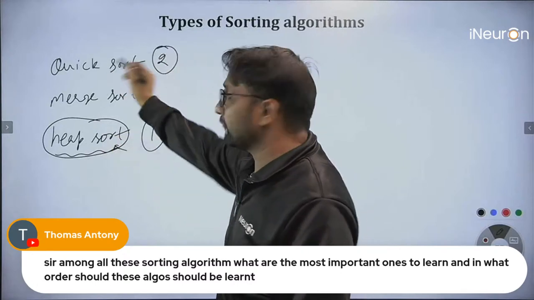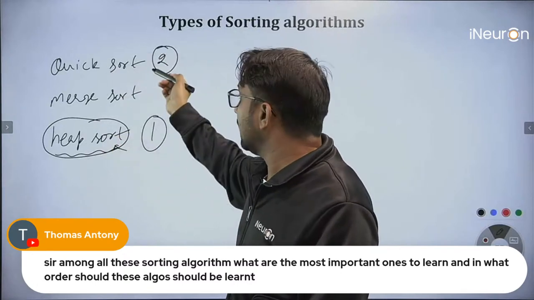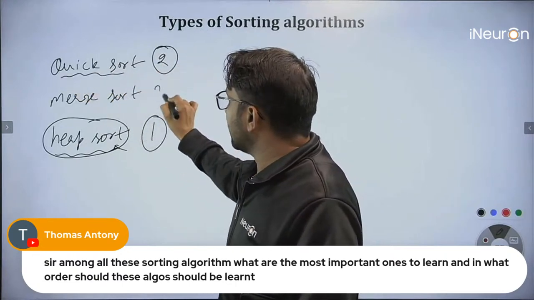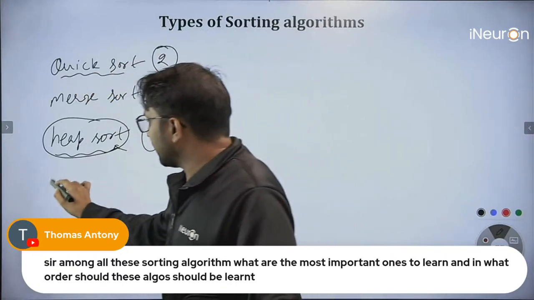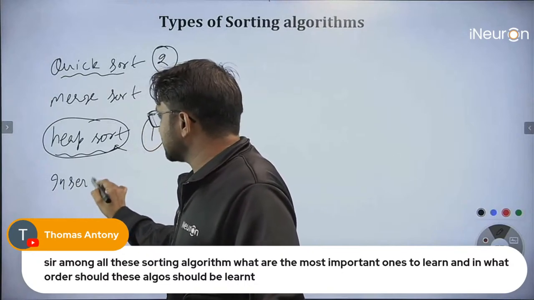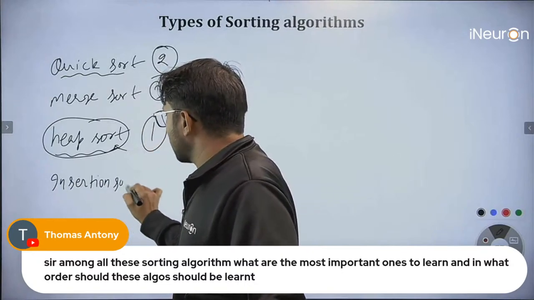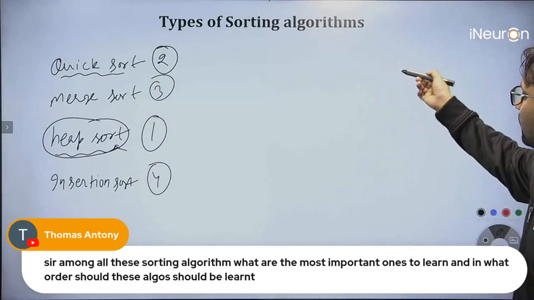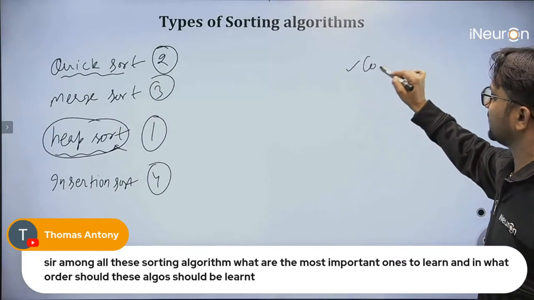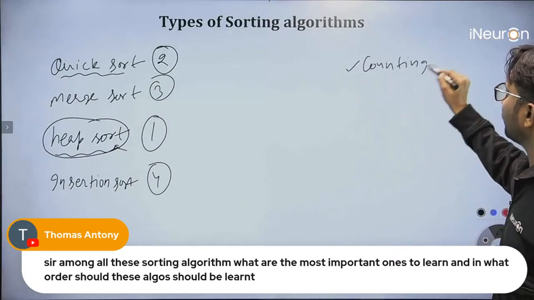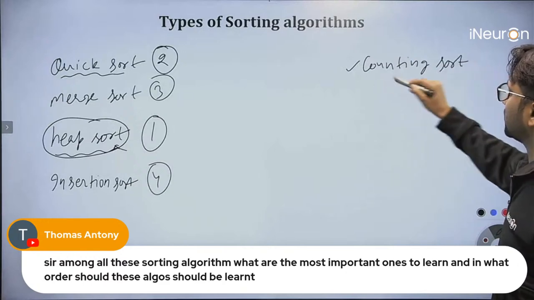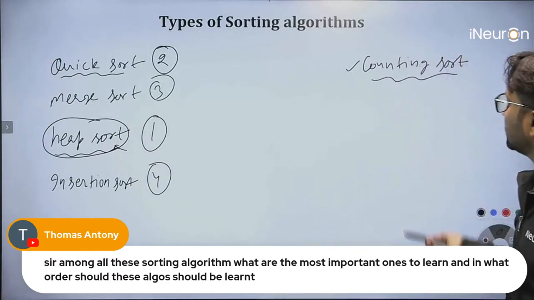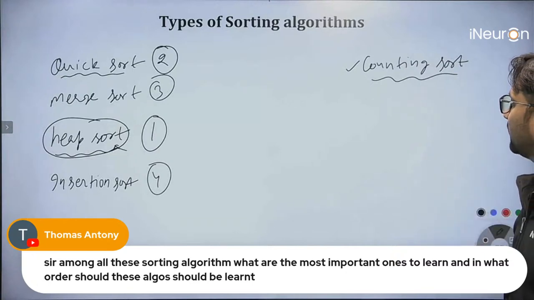Second place I can give to quicksort. People ask many questions from quicksort in companies. Third I can give to this. After that, one more we can add, that is insertion sort, so fourth place you can give to this. And if you're talking about non-comparison based, then counting sort is enough. You will find many problems related to counting sort. That's it. Radix sort and bucket sort, I don't see anybody asking.